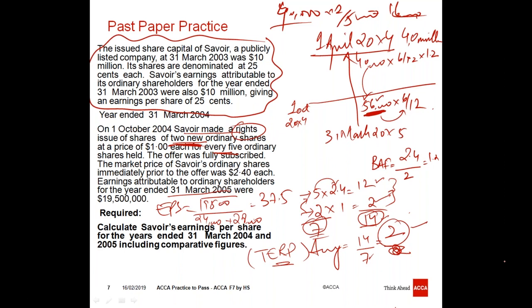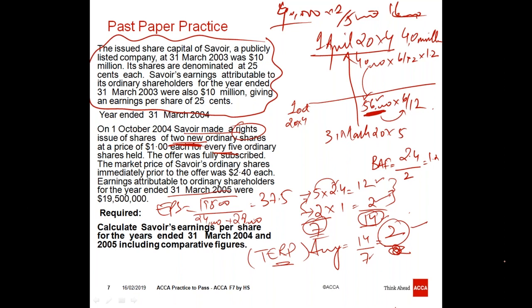What about 4,000? Where is 4,000? There is no 4,000. Explain the concept of theoretical ex-rights price, fair value per share, and why we need to calculate it. We have to calculate it because shares will be trading in the market after the right issue at this price approximately.